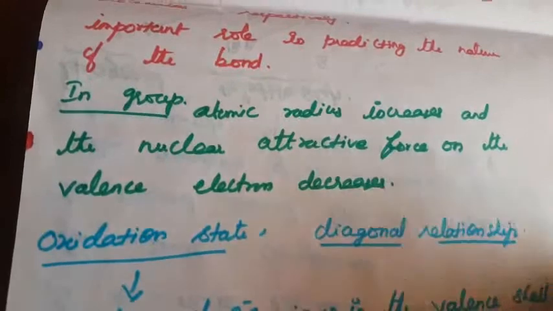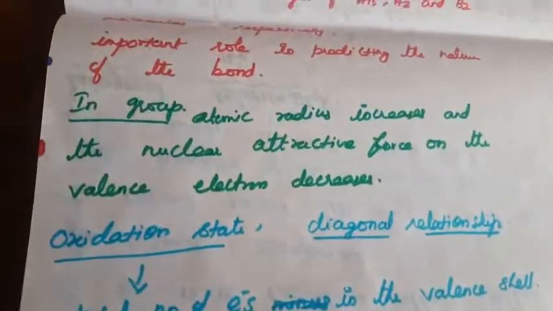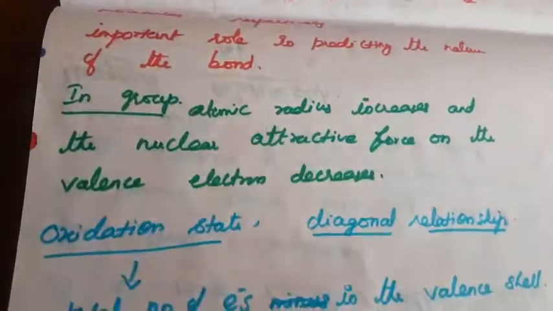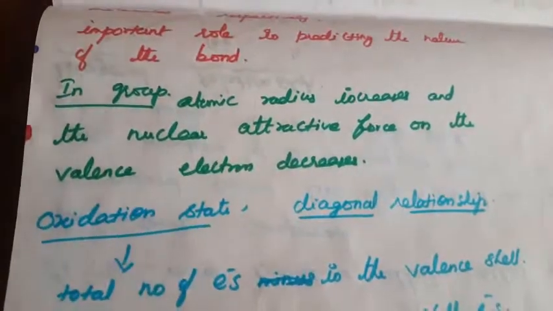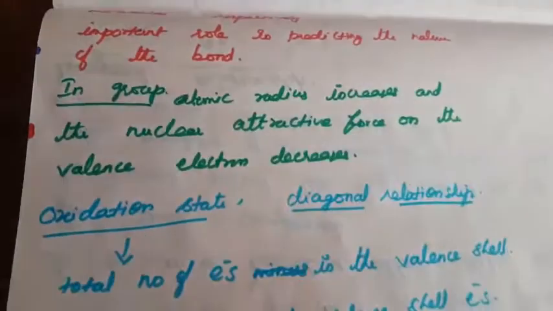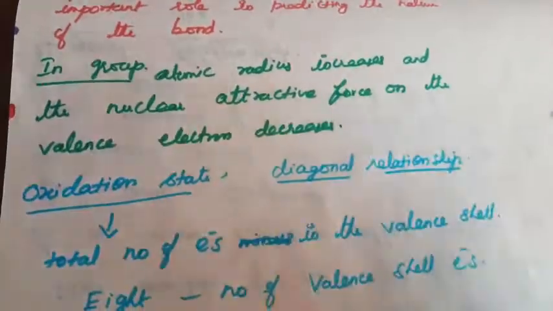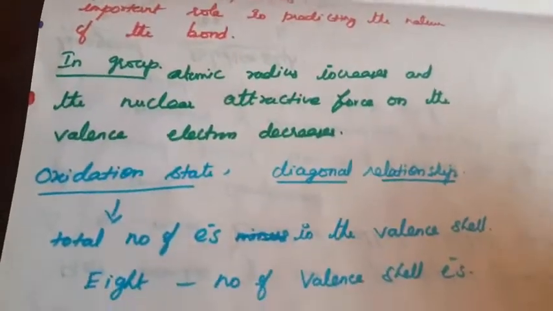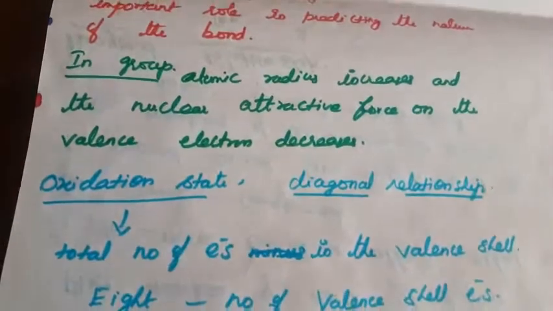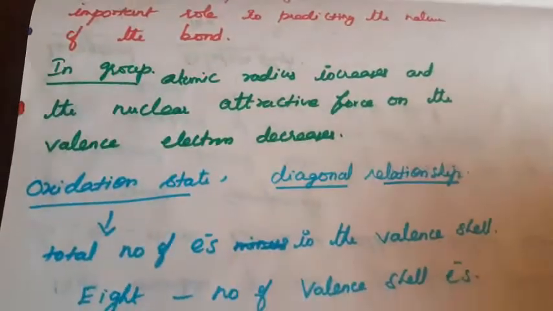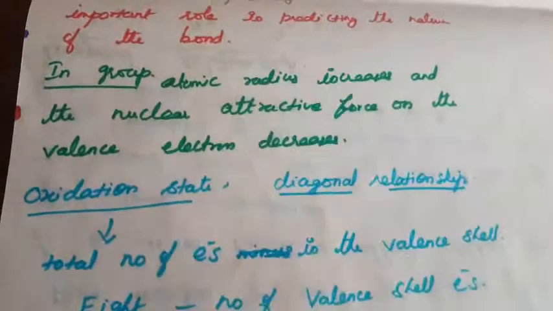I already told about the group. In the group, from top to bottom, the atomic radius increases and the nuclear attraction force on the valence electron decreases. That is the reason electronegativity decreases from top to bottom. Now the same thing in the period: in the period the nuclear charge increases, so the electronegativity increases.